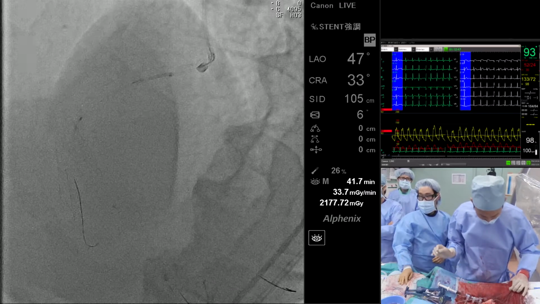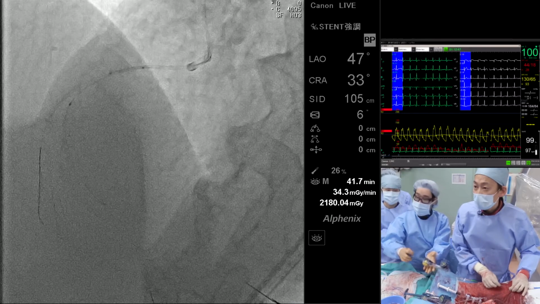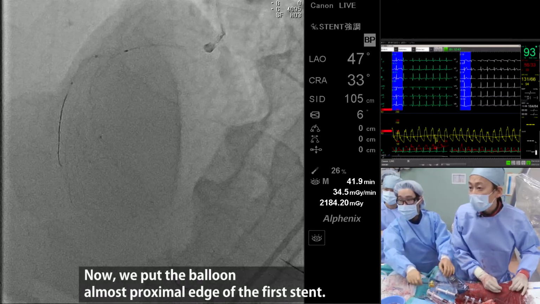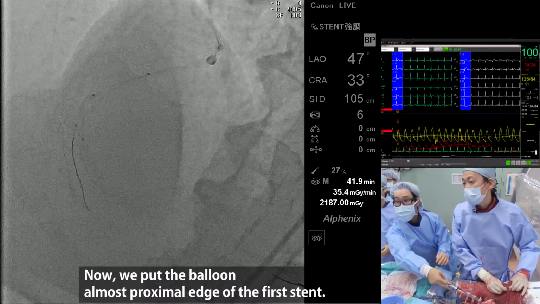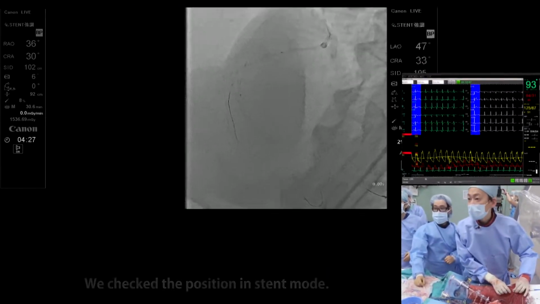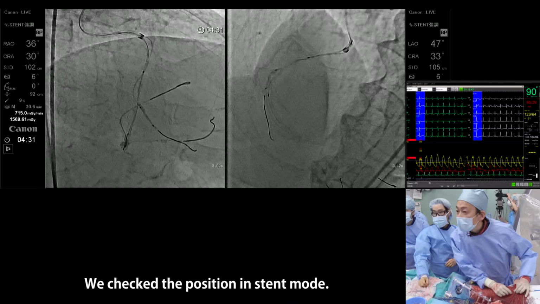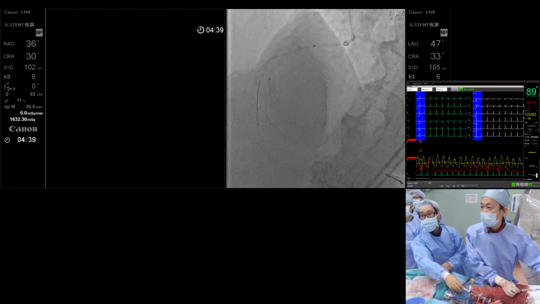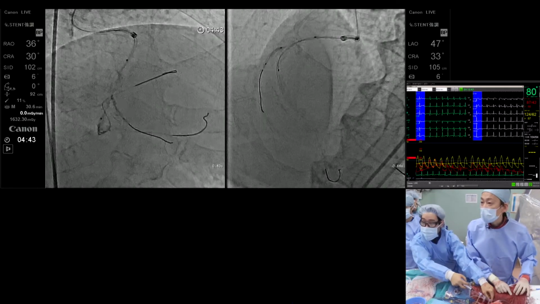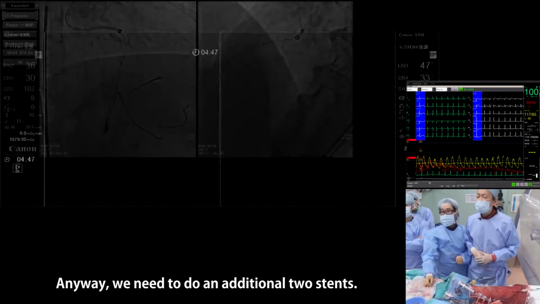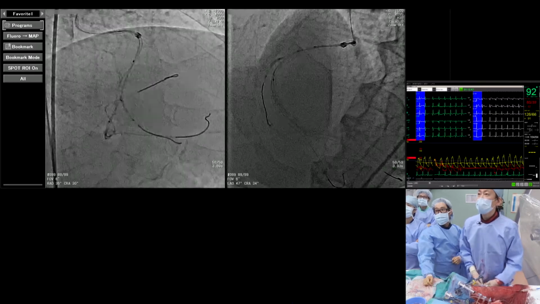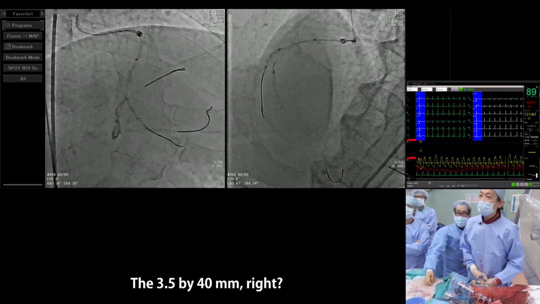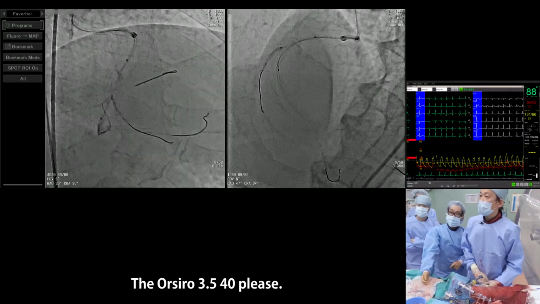So now we put the balloon almost at the proximal edge of the first stent. We checked the position in the stent mode. Maybe the overlap is enough. It's okay, right? Then let's check the angiogram, right? Gently, please. But anyway, we need an additional stent. So we can put a 3.5 stent for the proximal, the 3.5 by 40 millimeter, right? The Oshiro 3.5 by 40, please.